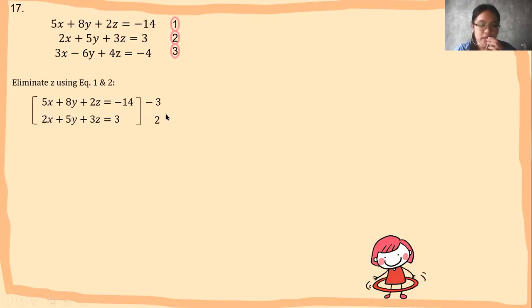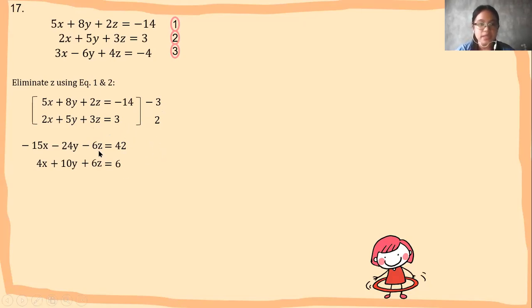So 5x times negative 3 is equal to negative 15x. 8y times negative 3 is equal to negative 24y. 2z times negative 3 is equal to negative 6z, is equal to negative 14 times negative 3 is equal to positive 42. Next is 2x times 2, we have 4x. 5y times 2, we have 10y. 3z times 2 is equal to positive 6z, is equal to 3 times 2 is equal to 6.